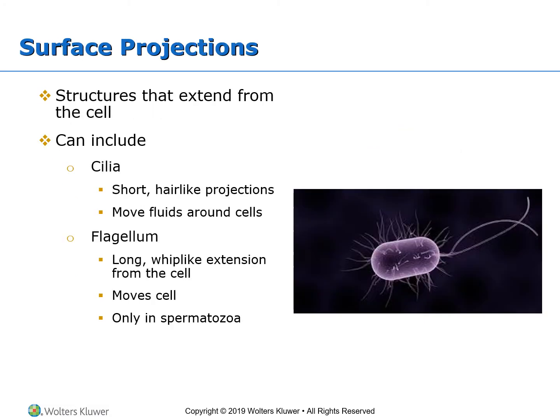The cytoplasm in some cells may present with certain projections. Those can be tiny hair-like structures called cilia. They are short and they move the fluid around the cells, or they can be one long projection called a flagellum. It looks like a whip extending out from the cell, and its main function is to promote the movement of the cell. It's seen in human beings only in spermatozoa.